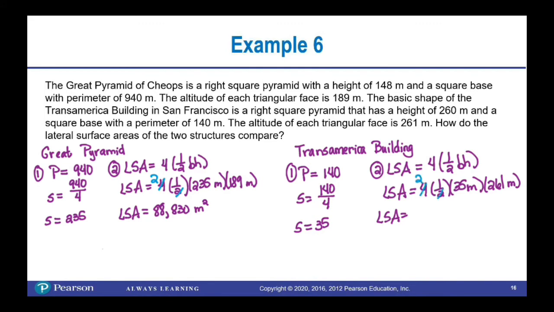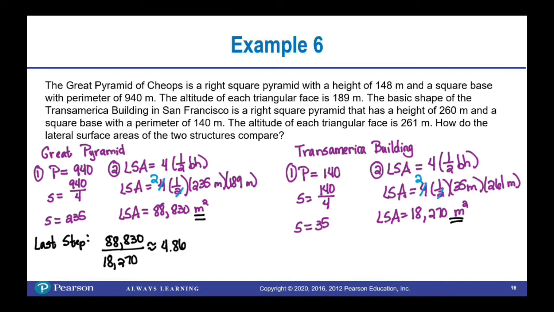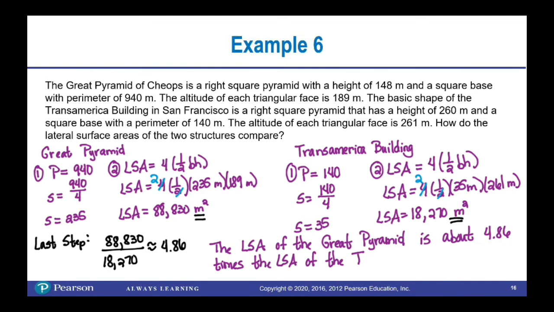2 goes into 4 2 times, and 2 times 35 times 261 is 18,270, and our units again are square meters. So notice that the lateral surface area of both structures is measured in the same unit. So my last step is to compare, and I can compare by dividing the lateral surface area of the Great Pyramid by the lateral surface area of the Transamerica building. Type this into your calculator and we get about 4.86. So that tells us that the lateral surface area of the Great Pyramid is about 4.86 times the lateral surface area of the Transamerica building.